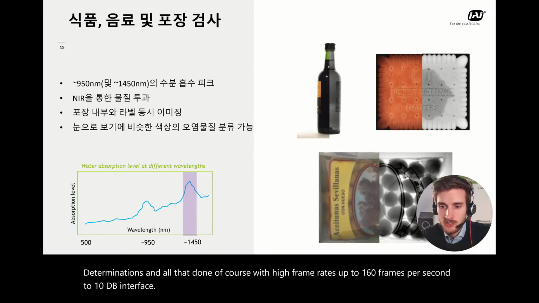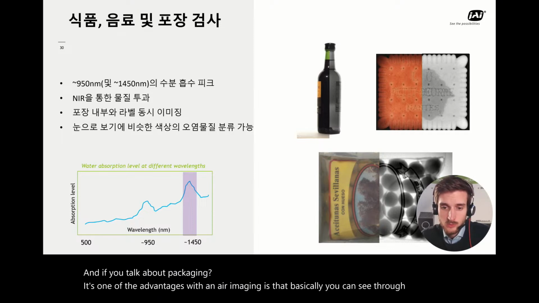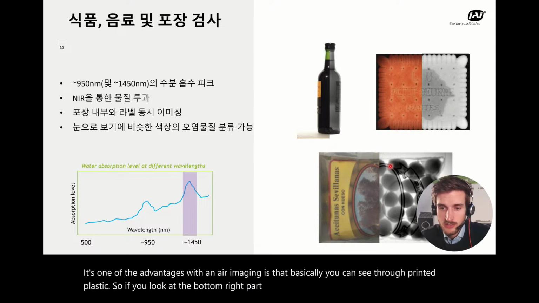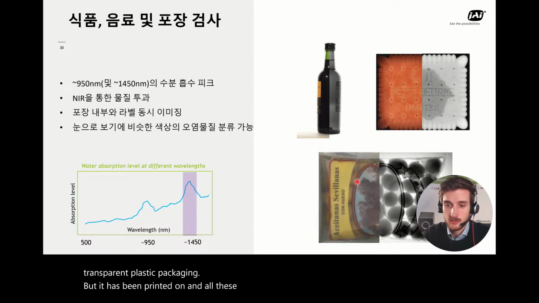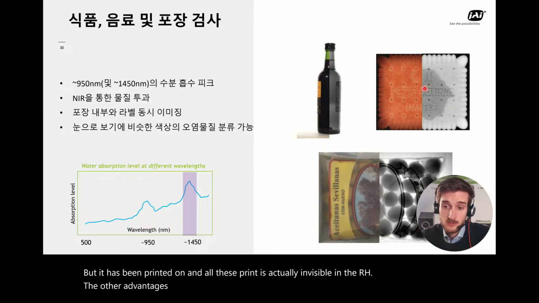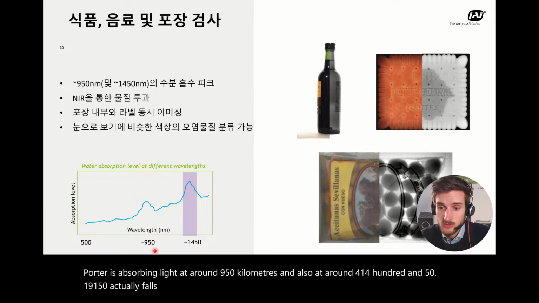And if we talk about packaging, one of the advantages of IR imaging is that basically you can see through printed plastic. So if you look at the bottom right part of the screen with the olives, you can see a transparent plastic packaging, but it has been printed on. And all this print is actually invisible in the NIR range. The other advantage is that water absorbs light at around 950 nanometers and also at around 1450. But 1450 actually falls within the range of CMOS image sensors.